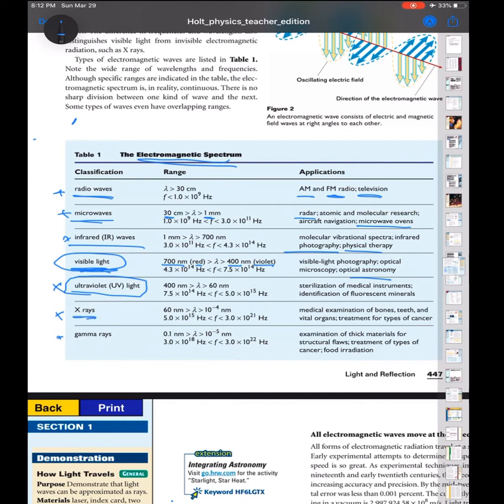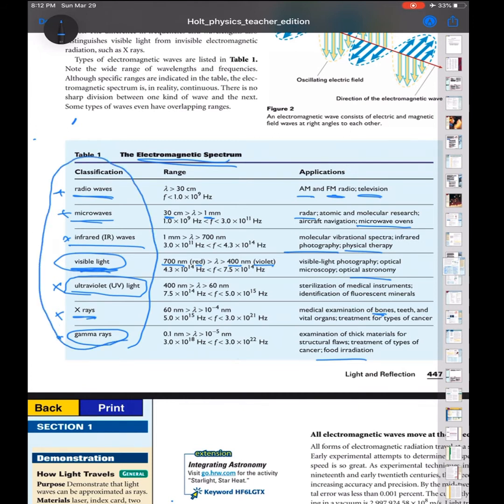And X-rays, we can use for medical examination of bones, teeth, and vital organs, and other types of cancer. The last one is gamma ray. The range is between 0.1 nanometer to 10 to the power negative 5 nanometer. It's used for examination of thick material for structural flaws, treatment of types of cancer, or food irradiation.